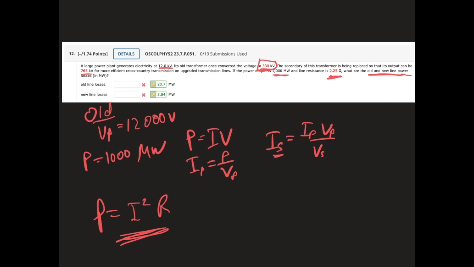For the new, we're given the same information. You just do it again, but for the new voltage. So you solve them both the same way. You just go through the process and compare the two, and it is a substantial difference. You lose quite a bit less with the more efficient, higher voltage transformer.